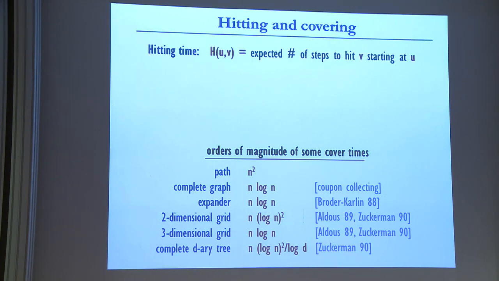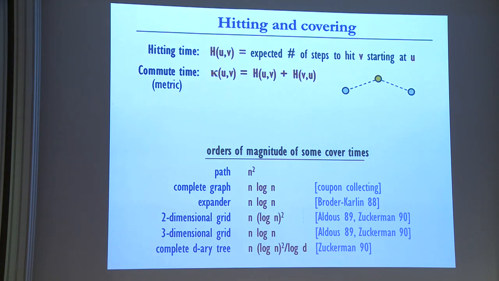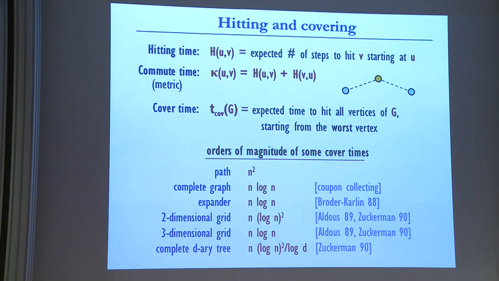Just to give you an idea, here is the order of magnitude of cover times of different graphs. If you have a path, it's n squared. Complete graph is just coupon collecting, it's n log n. The two-dimensional grid was determined up to a constant in '89, it's n log squared n. By n here I mean the number of points, so this is a root n by root n grid.